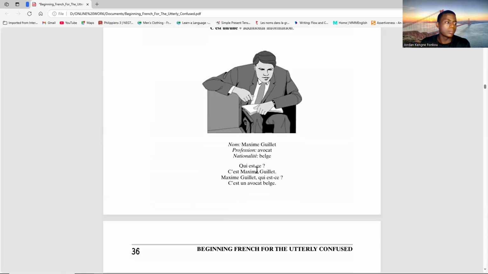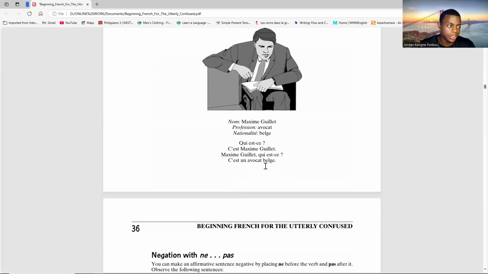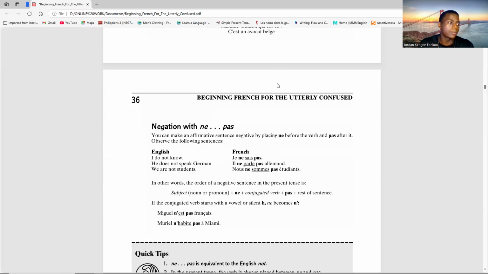So here we have, for example, nom Maxime Guerre, profession avocat. We saw already professions in chapter 1. Avocat means lawyer. Belge means he's a Belgian from Belgium. Qui est? C'est Maxime Guerre. Qui est? C'est un avocat belge. That's a proper example over here.